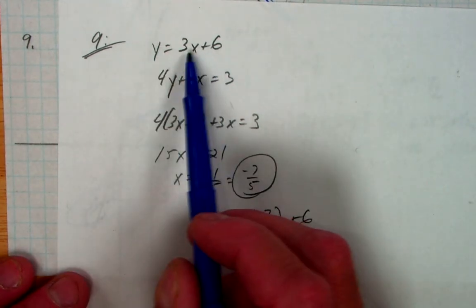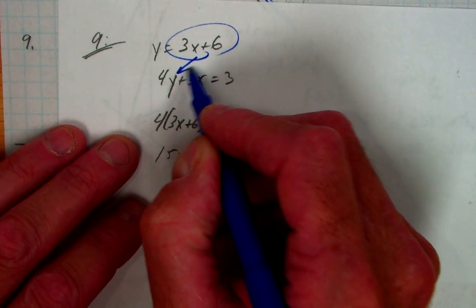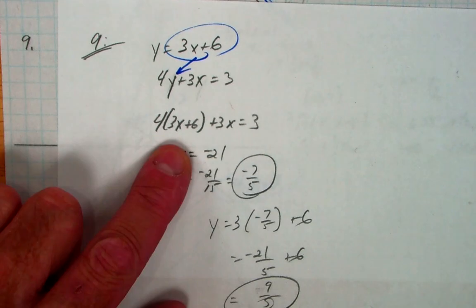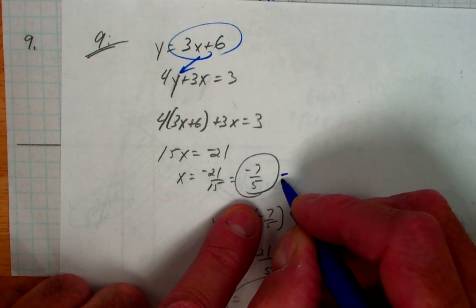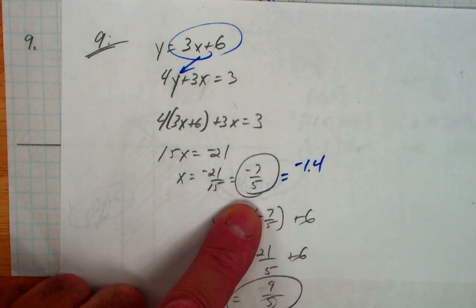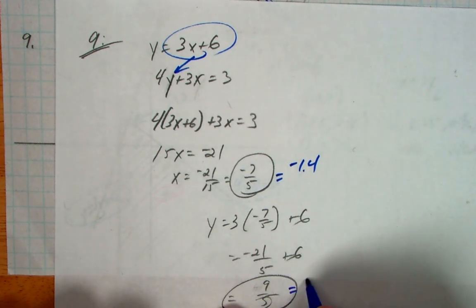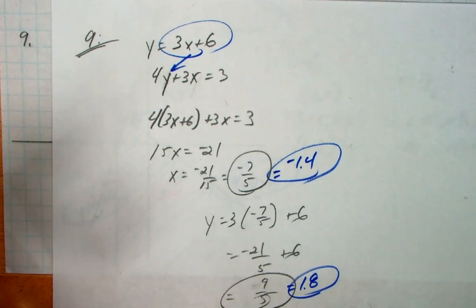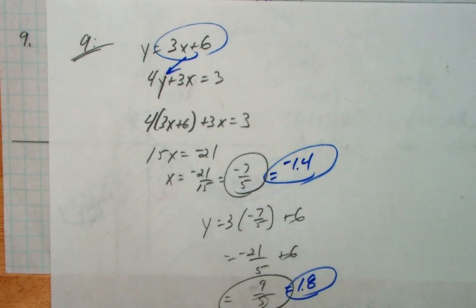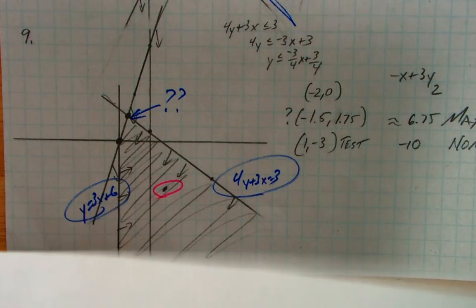y equals 3x plus 6, 4y plus 3x equals 3. I took this, injected it there, solved, and I found negative 7/5, which is negative 1.4. And then I could plug that in, and I can find that that's 9/5, which is 1.8. So if we ever have something that's kind of in the middle, we can just solve the system. Okay. Not a greatly fun process, but we can do that.